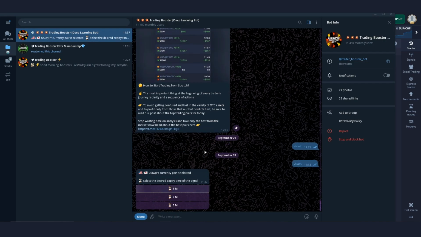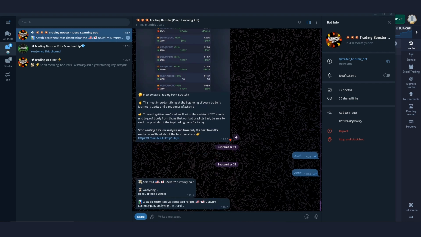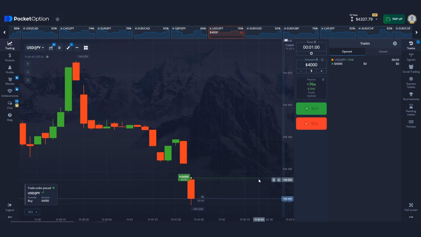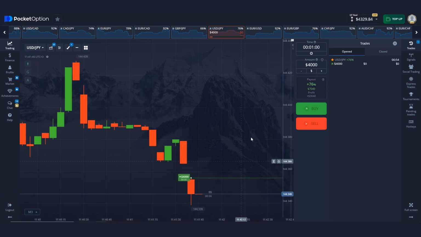I choose this currency pair. The time for the deal is also 1 minute. I get a buy signal. On a new candle I open my buy trade, and after such a good downward impulse we can expect a good upward movement.